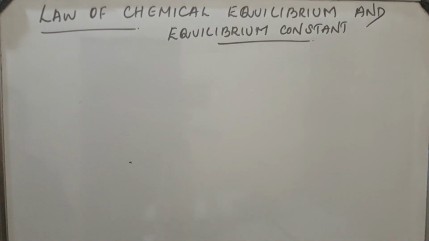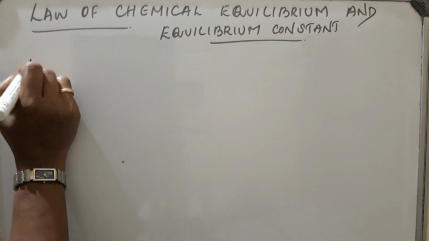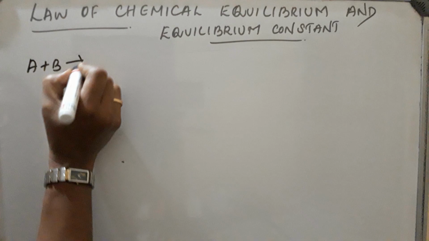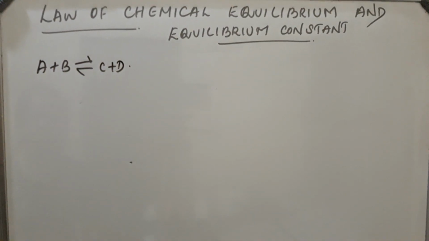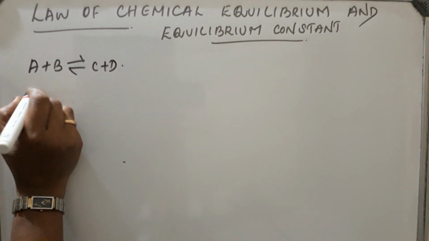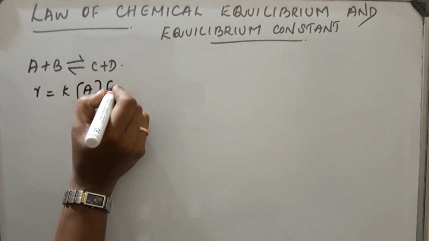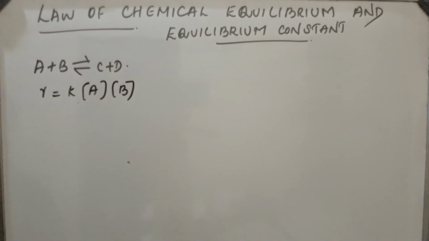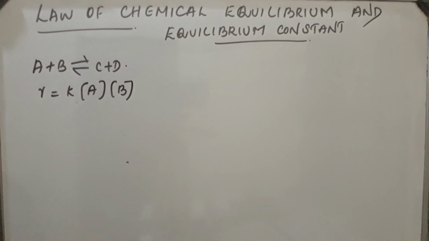So, today's topic is the law of chemical equilibrium and the equilibrium constant. According to the law of mass action, which is applied to a reversible reaction, let the reaction be A plus B gives C plus D. From this we write the law of mass action: R is equal to K into A into B, where A and B are the concentrations of the reacting species and K is the proportionality constant.